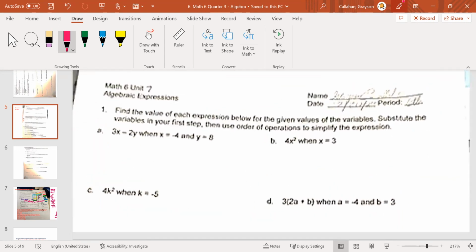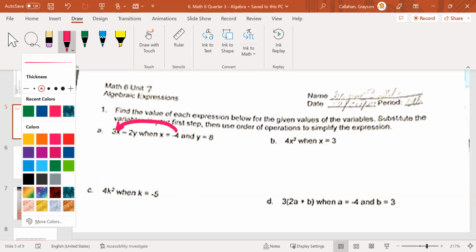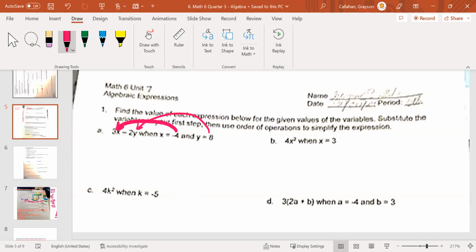Okay, so for the first one, you have x equals -4. I'm going to plug that right over here. Y goes right there. So 3 times -4 minus 2 times, is that a -8 or just a +8? So then remember your rules for integers, -18 or 28.